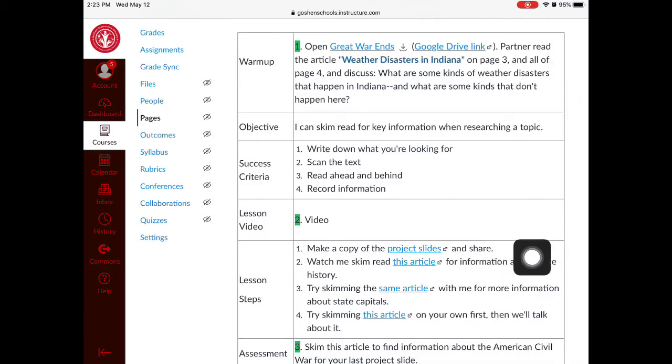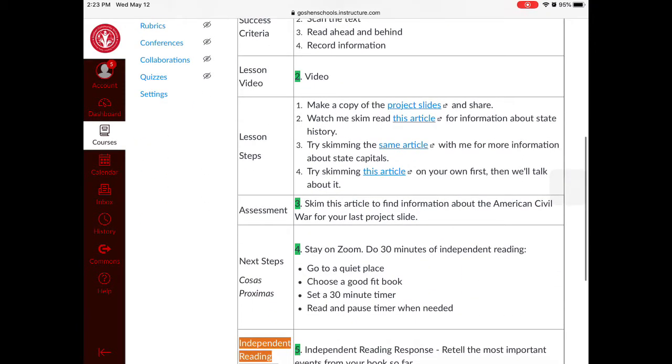Today's goal for the project is: I can skim read for key information when researching a topic. The steps that will follow are to write down what we're looking for, scan the text, read ahead and behind, and record information. Let's take a look at step number 1 in our lesson steps today.